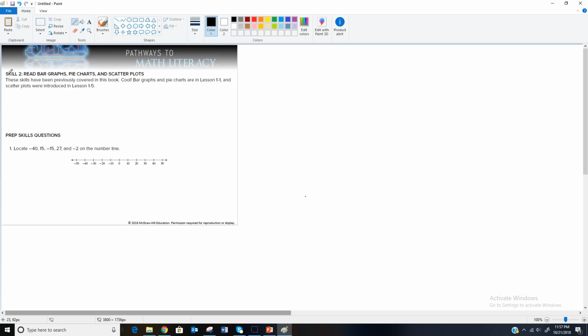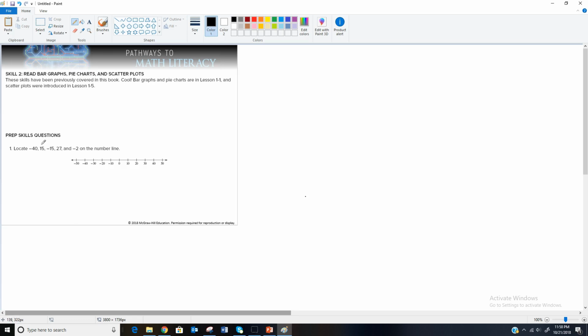So our next skill is kind of funny. They say that our next skill is reading bar graphs, pie charts, and scatter plots, and it says these skills have been previously covered. Cool. Bar graphs and pie charts are in lesson 1.1 and scatter plots are in 1.5, so they don't actually have any examples for that. So now we're going to go into the prep skills questions.